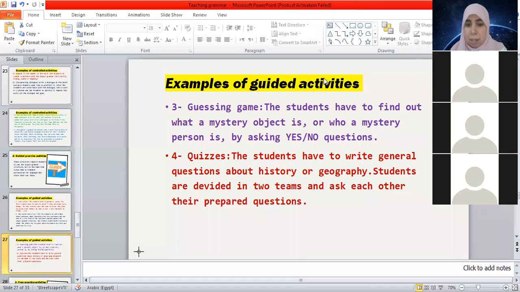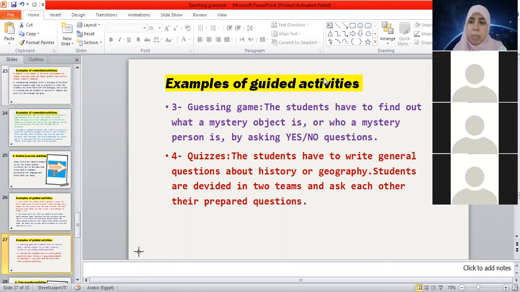Number 4, quizzes. And I really like this activity. While preparing the session, the students have to write general questions about history or geography. Students are divided into 2 teams to ask each other questions. I'd like to explain that. For example, I'm teaching comparative adjectives. Longer than, taller than, shorter than, bigger than, smaller than, or the superlative, the smallest, the youngest, the largest, the longest, the shortest.